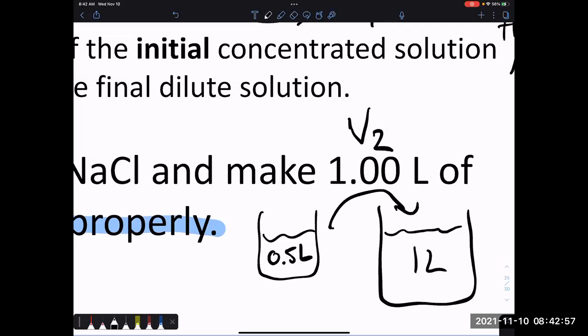Same thing if we had a solid. So if we wanted to make a solution, for example, if we wanted, again, to make a 1 molar, 1 liter solution, but we're going to use solid salt, we wouldn't add 1 liter of water first and then add in the solid sodium chloride, because by adding that solid, we would increase the volume and then our molarity would be less than what we actually wanted.